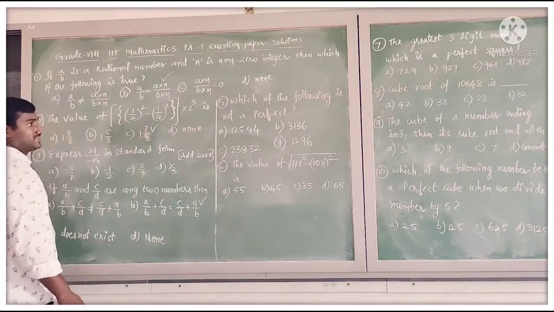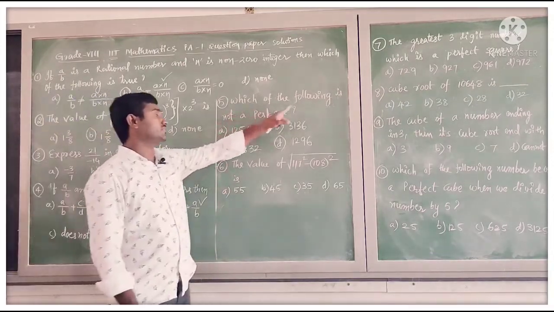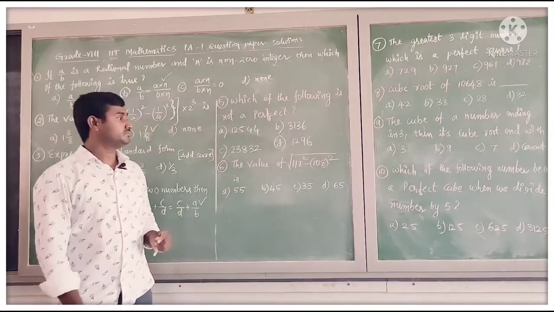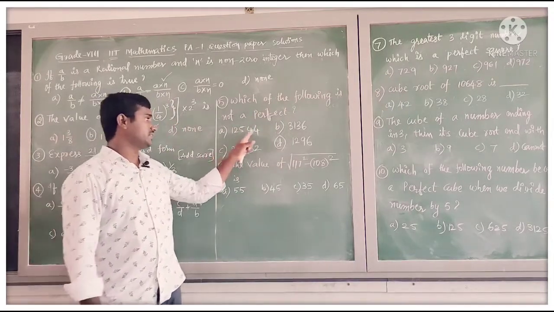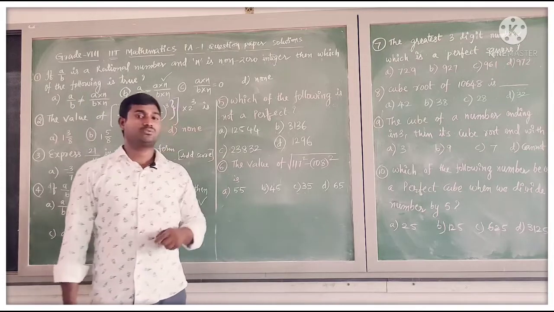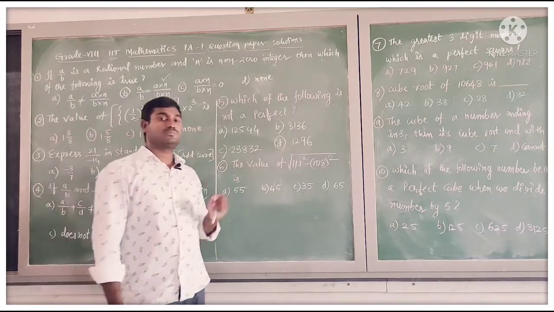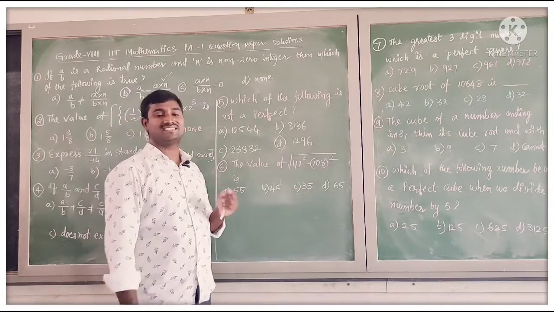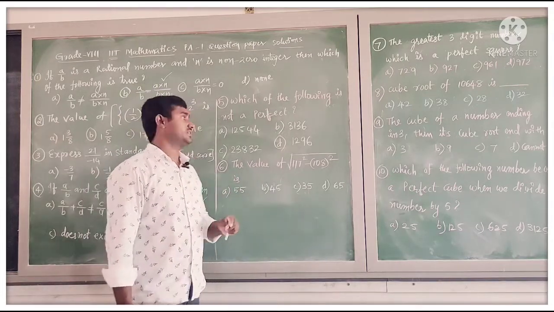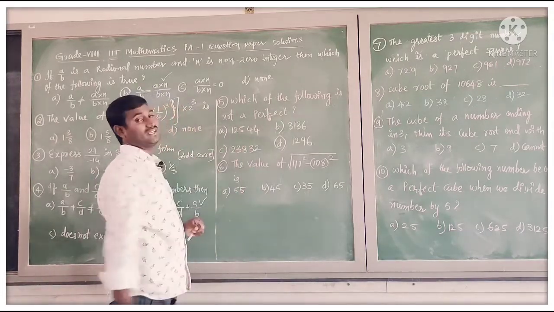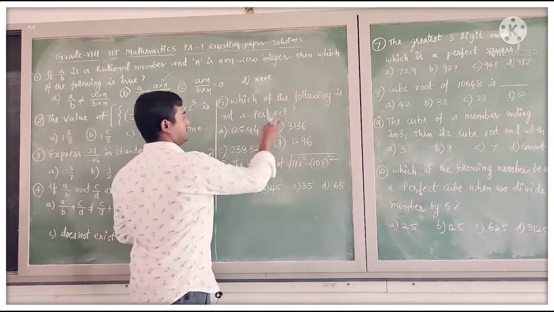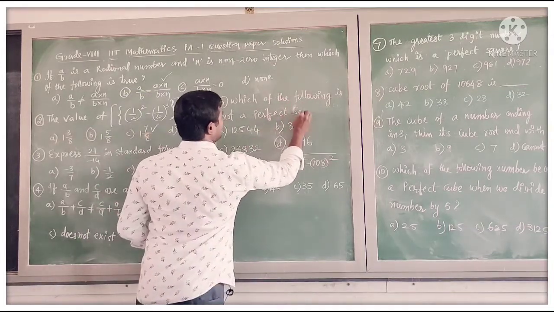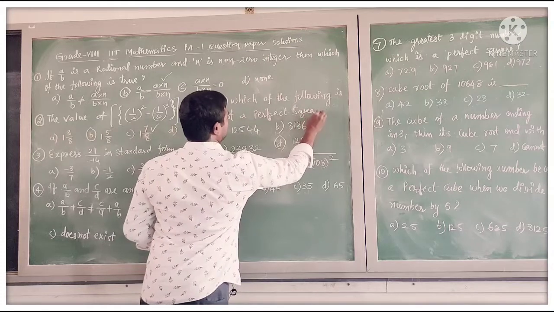Okay, next question number 5. Which of the following is not a perfect cube? If you see the given options, the perfect square property is that if a number ends with 2, 3, 7, 8, it is never a perfect square. So which of the following is not a perfect square, they asked.